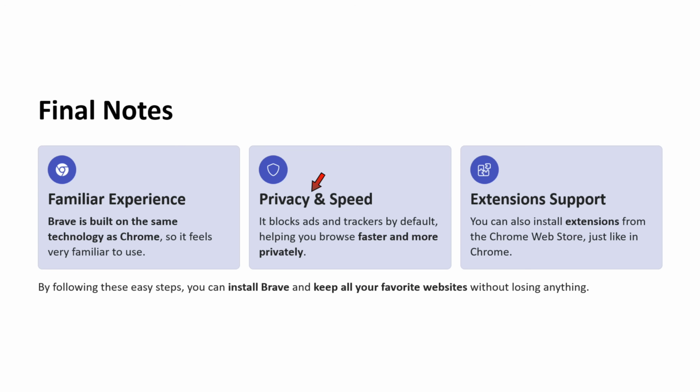Next one is privacy and speed. Brave blocks ads and trackers by default, helping you to browse faster and more privately. Next one is extension support. You can also install extensions from the Chrome Web Store just like in Chrome.